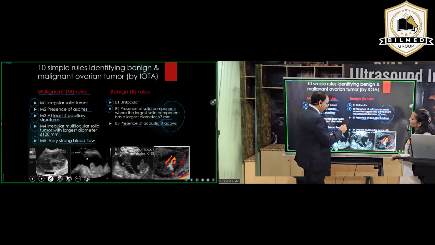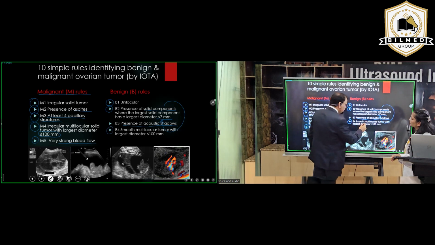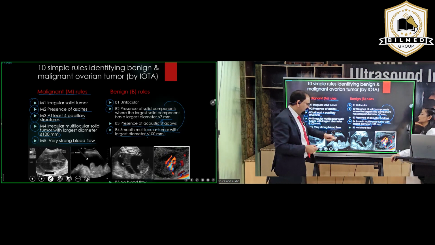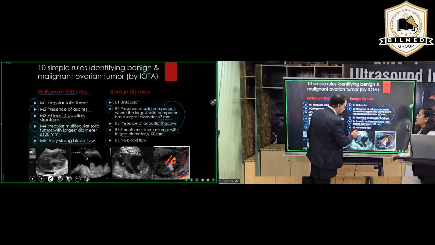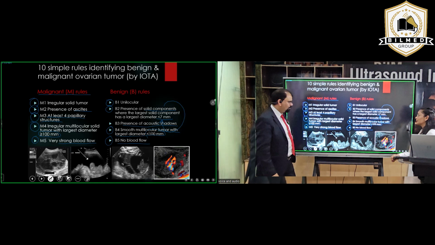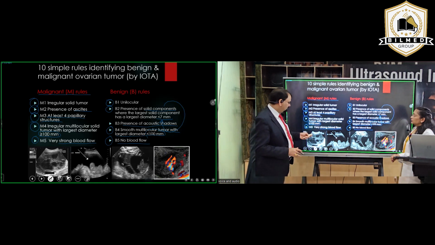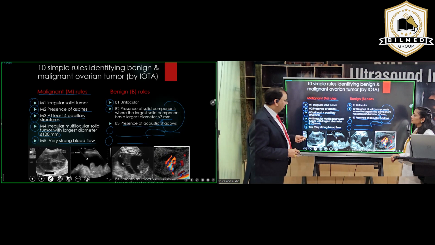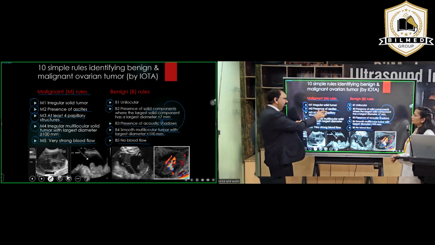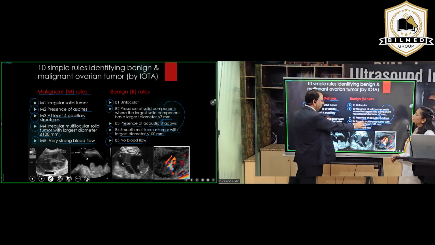Now, the tumor overall diameter is less than 10 centimeters, and your favorite color Doppler is not showing you any blood flow. No blood flow. Now this way you can make out, try to understand, whether you are dealing with a malignant case or you are dealing with a benign case.